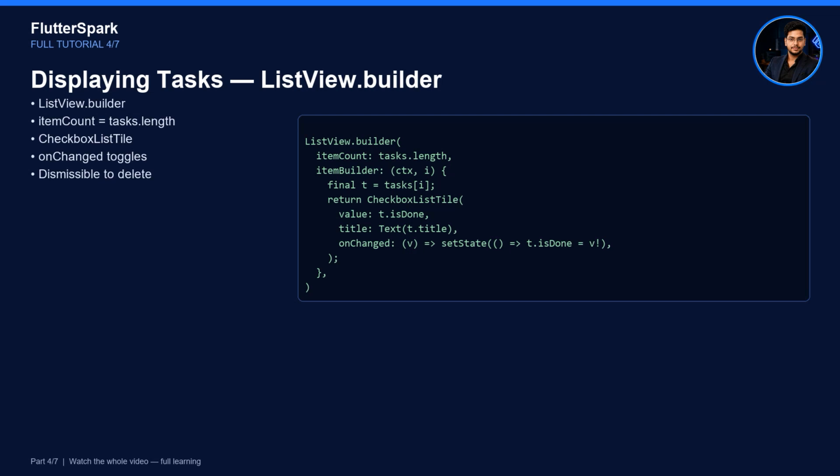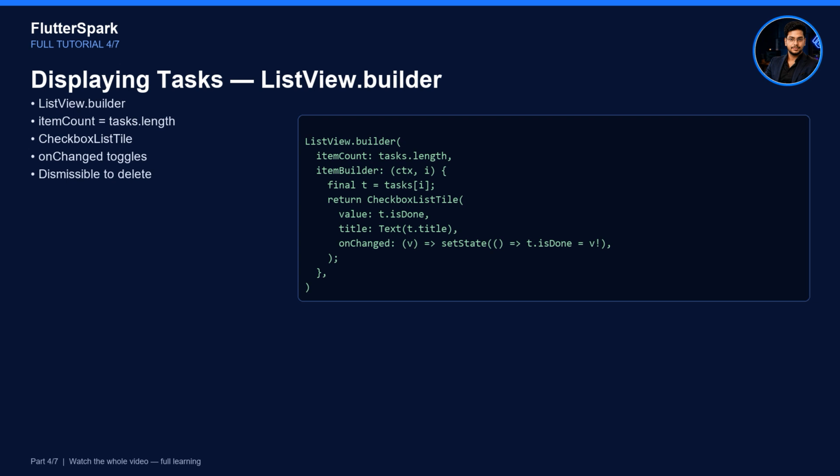To show the tasks we use ListView.builder. It is efficient because Flutter only builds the rows that are visible on screen, which matters when you have hundreds of tasks. itemCount is the number of tasks. itemBuilder receives the index and returns the widget for that row. We use CheckboxListTile, a ready-made Material widget with a checkbox and text. The value is the task's isDone flag. When the user taps the checkbox, onChanged fires with the new value, and we call setState to update that task.